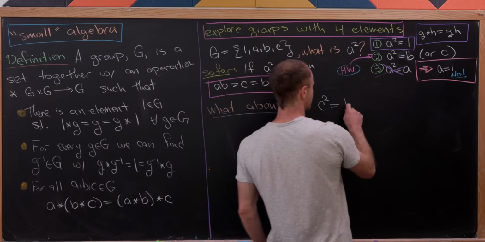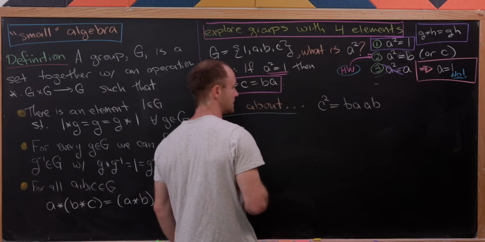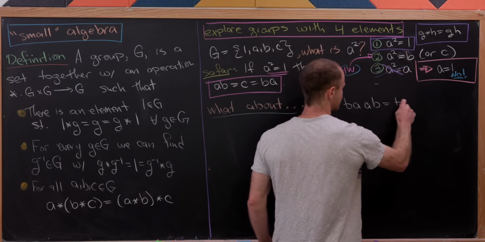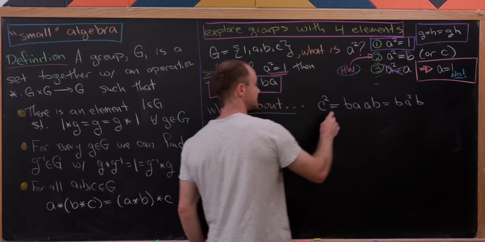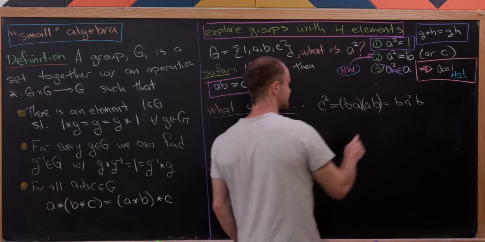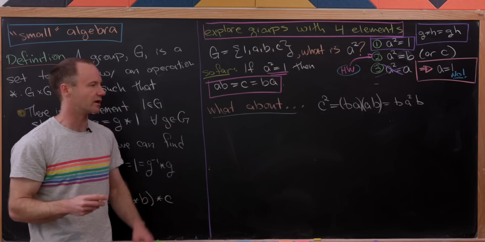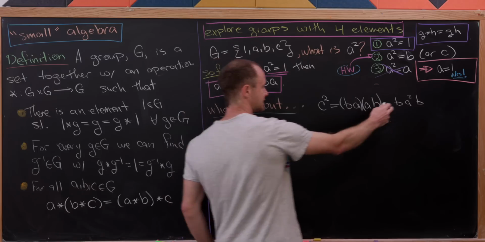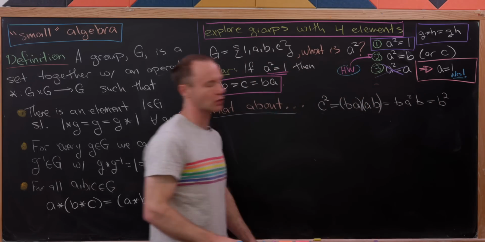So let's take b times a times b. But that's equal to b times a squared times b. We actually used associativity here, to put the parentheses anywhere we wanted. Oh, but a squared is 1. That just gives us b times b, which is b squared.